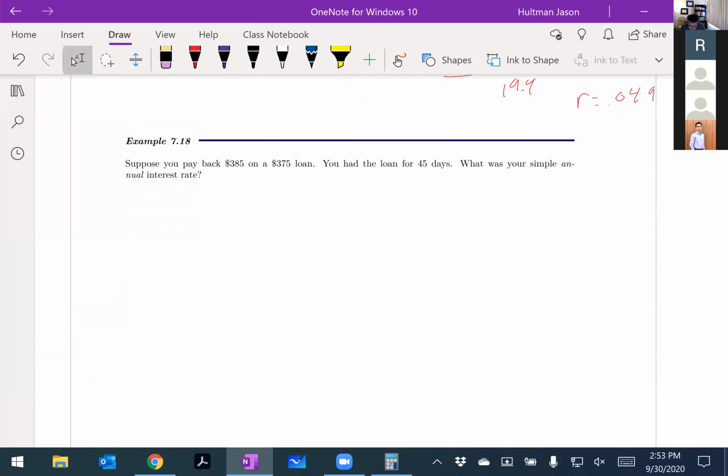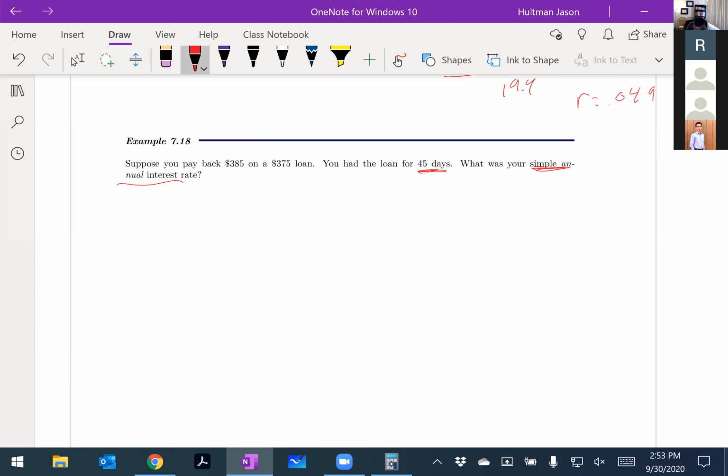Okay, suppose that you pay back $385 on a $375 loan. What was your simple annual interest rate? You had the loan for 45 days. So this is like one of those payday loans, I guess, right? You went out and got a payday loan, and you said, I'm getting paid in 45 days. Can you loan me $375, and I'll promise to pay you back an extra $10. So what is the simple annual interest rate here?